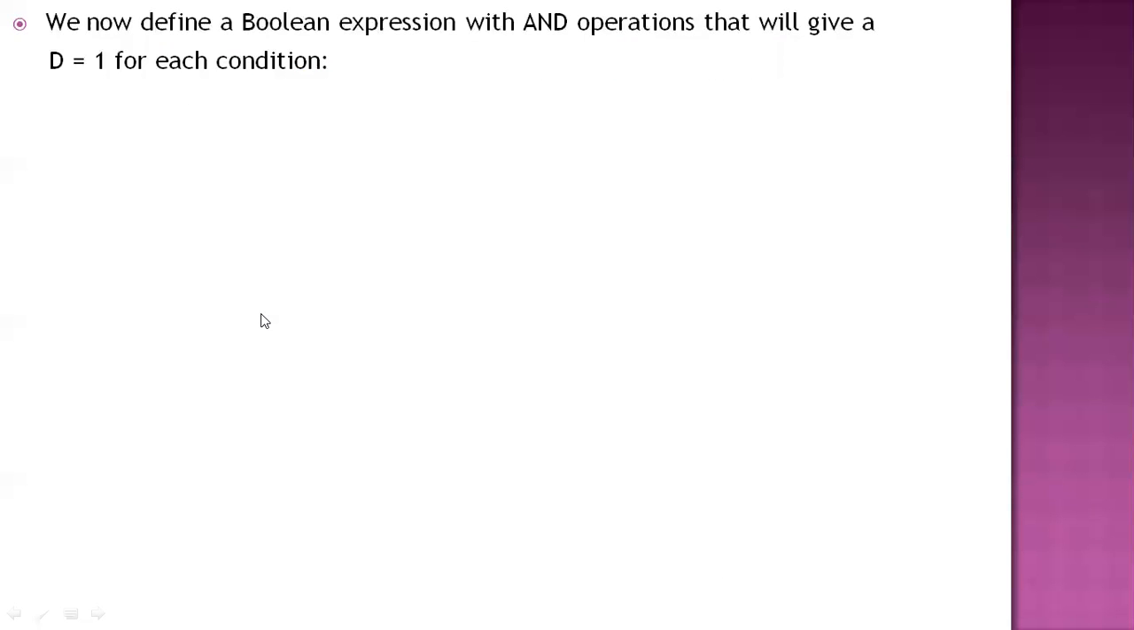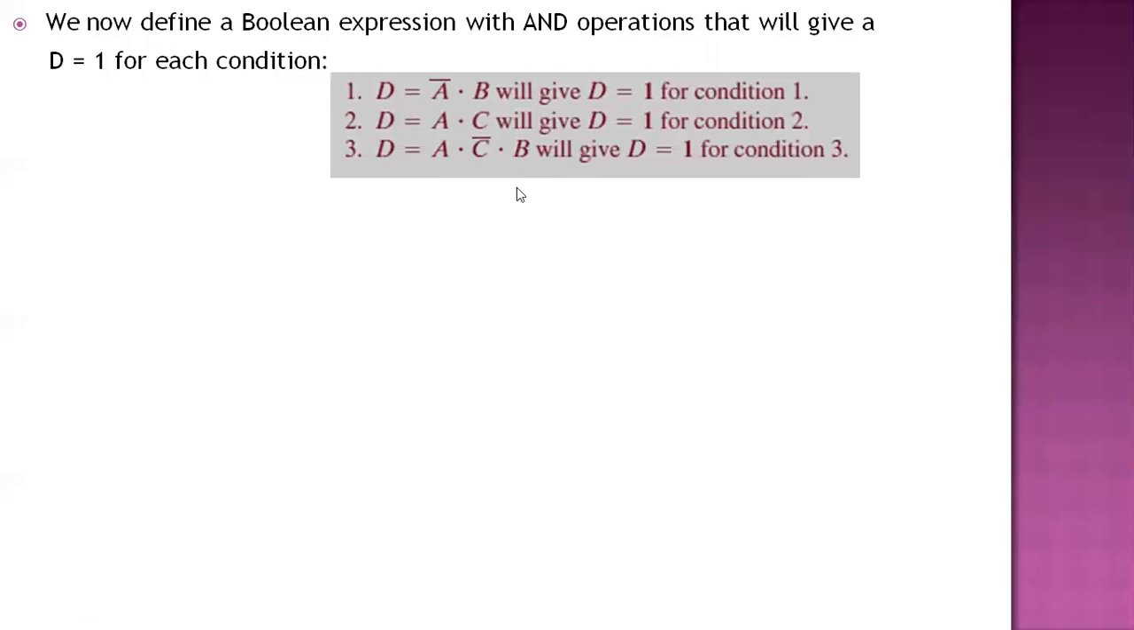Okay. So let's remember the alarm conditions and try to define a Boolean expression with AND operations for D equal to 1. For condition 1, D is equal to A bar dot B. It will give D equal to 1 for condition 1. Now for the high level with high temperature, D is equal to what? A into C. It will give D equal to 1 for condition 2. Now condition 3 is what? High level with low temperature and high pressure. So D is equal to A into C bar into B. Okay, so these are the three conditions.